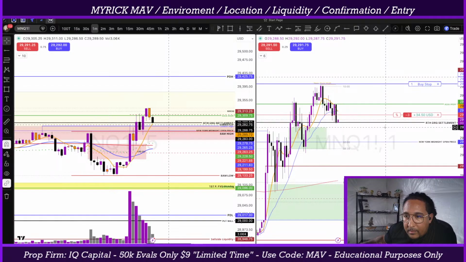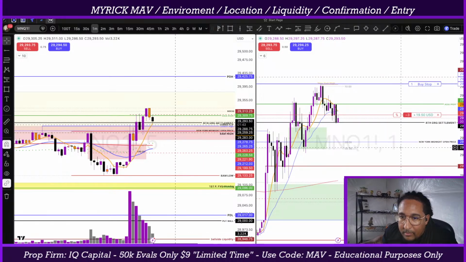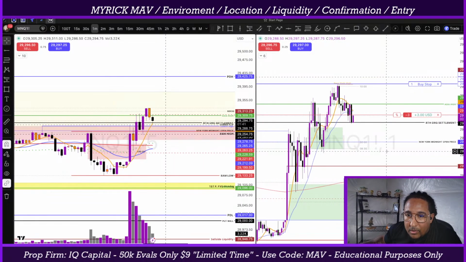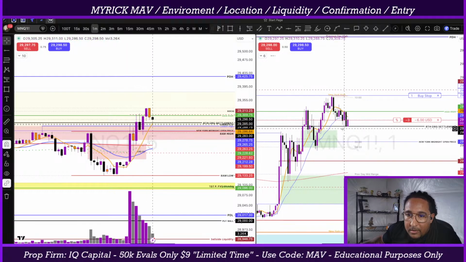So we're looking to break this 88 area here. We get down below here, our next area is this New York midnight open. Then if we break and close below there, you should just start to see lower prices. We got a lot of trend line liquidity here, a low resistance liquidity coming up here.